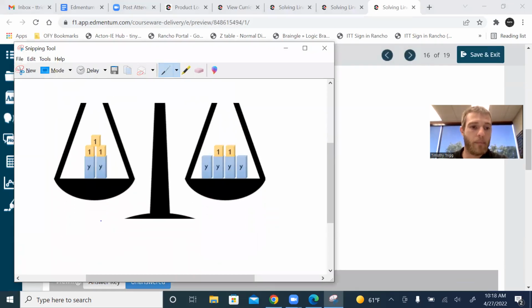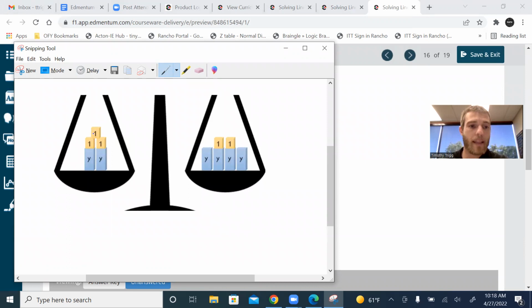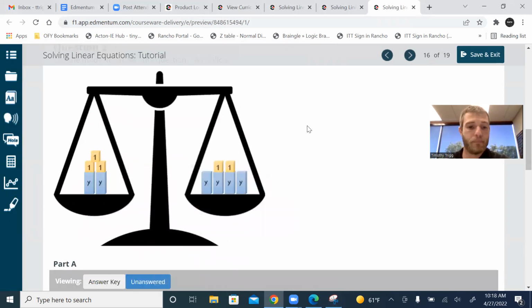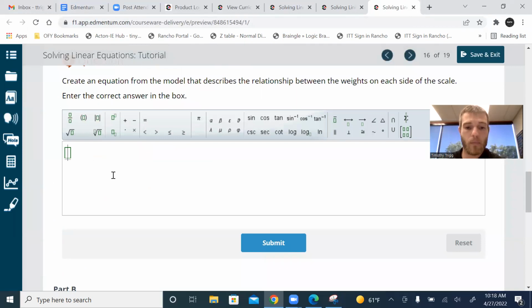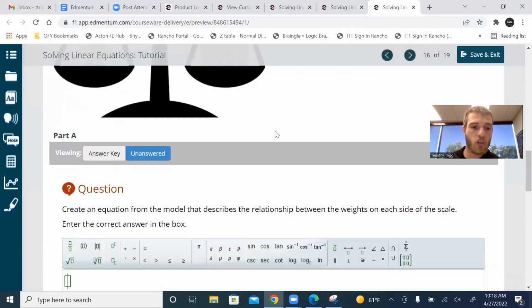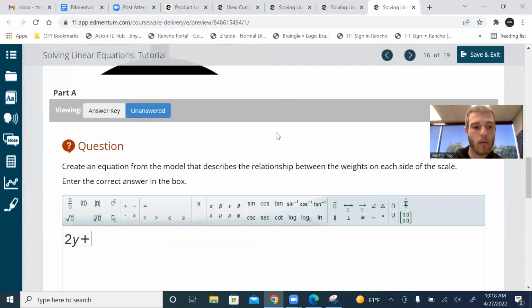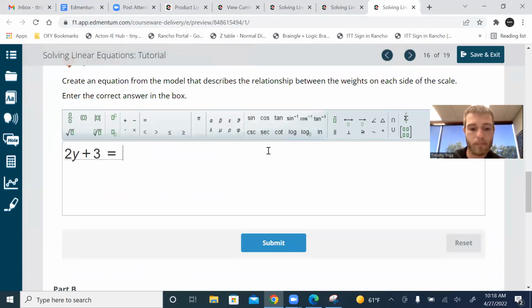What would we call this left side? I hope you can see there are 2 y's and then 3 ones. So 2y plus 3 constant, equals. What about this right side? How many y's are here? 4 y's, and there's a plus 2, so 2 singles. This is the equation that's represented by these scales. Let's put that equation in here. You would just put it just like that: 2y plus 3 equals 4y plus 2.